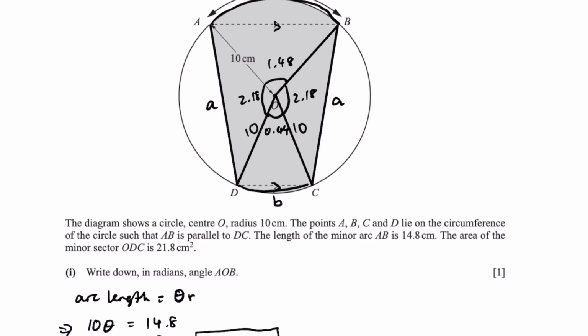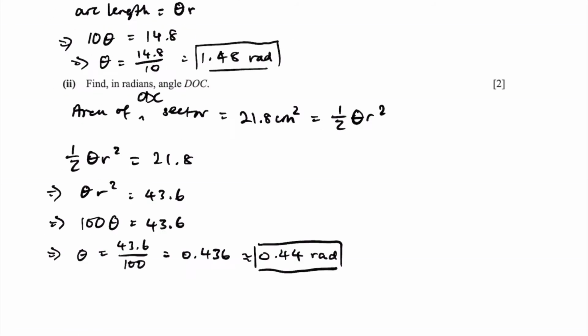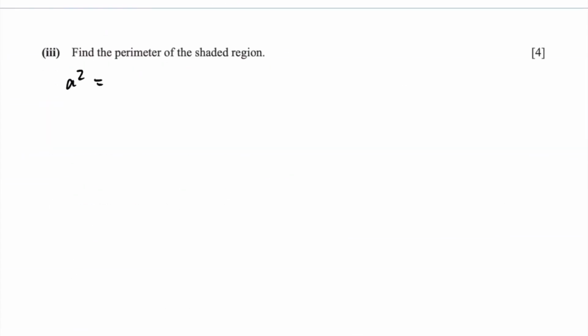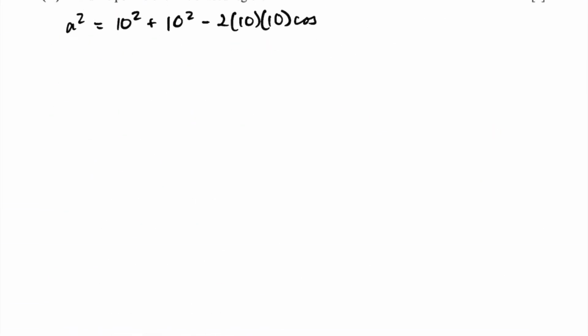All we have to use is the cosine rule. We've got side lengths and an angle in between them, so let's do that right now. A squared is equal to, and our side lengths are 10 and 10, so 10 squared plus 10 squared minus 2 times 10 times 10 times the cosine of the angle, which is 2.18 radians, it's important to mention.